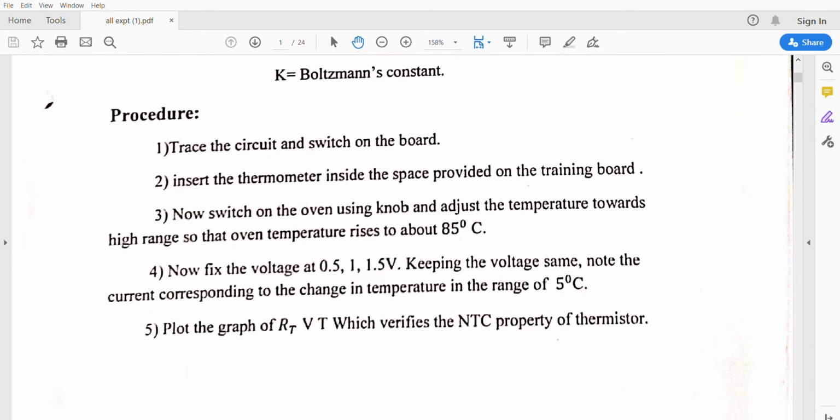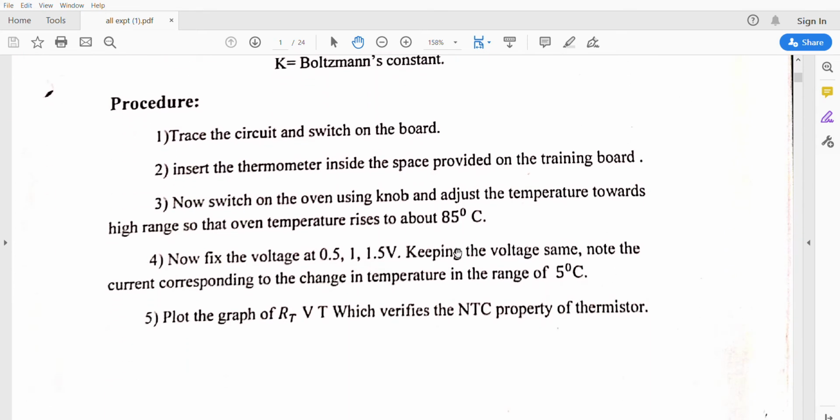So the main procedure of this experiment is, we have to take a kit or board, switch the board on and insert the thermometer inside the space provided on the training board, and now switch on the oven using a knob and adjust the temperature towards high rising, so the oven temperature rises to 85 degrees.